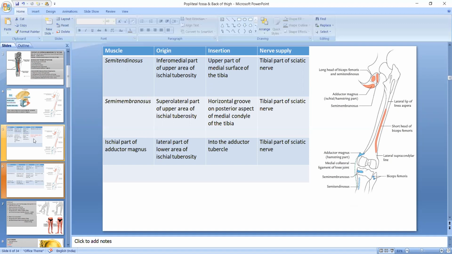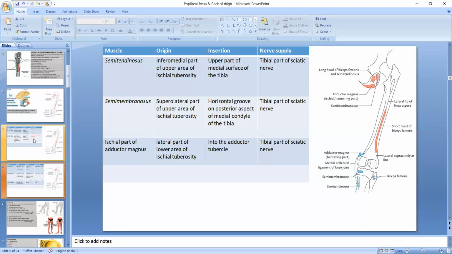And innervation: the nerve supply is the tibial part of the sciatic nerve. It acts to create flexion of the leg at the knee joint and extension of the thigh at the hip. Medially, it rotates the thigh at the hip joint and the leg at the knee joint.